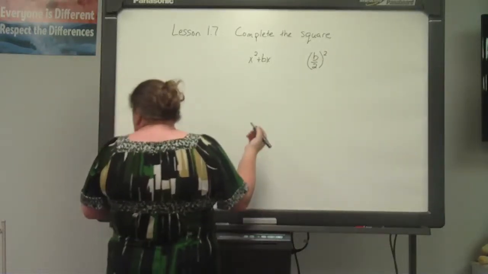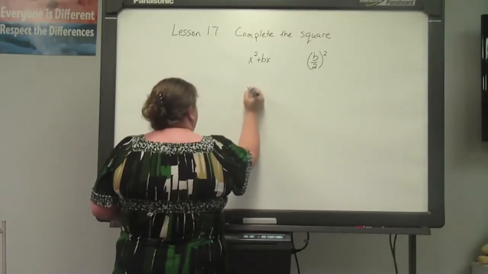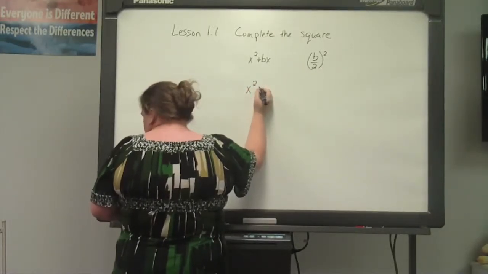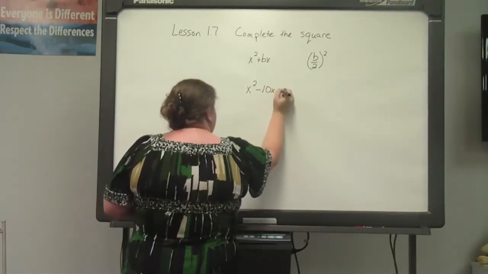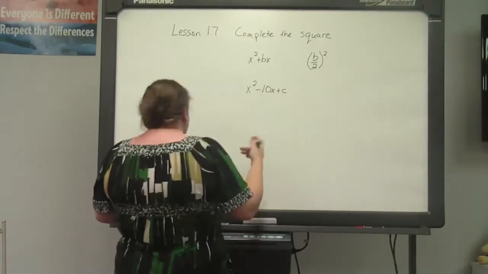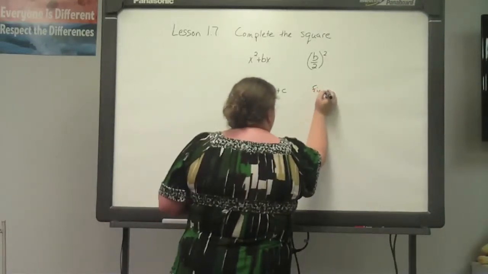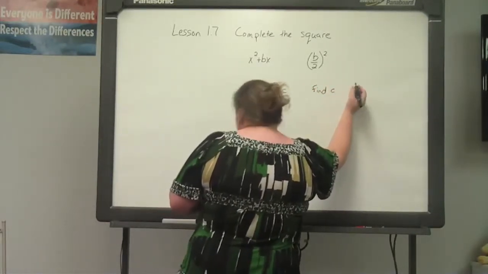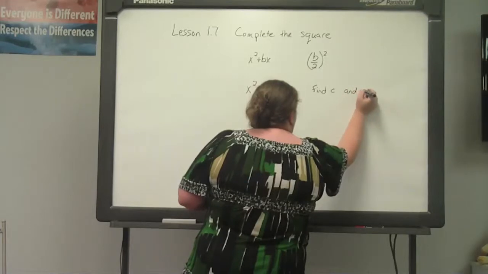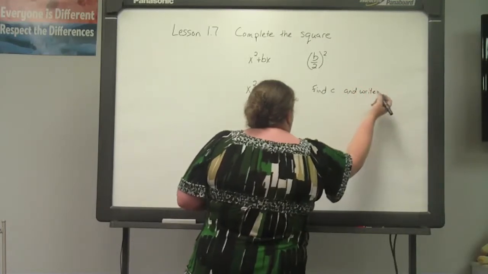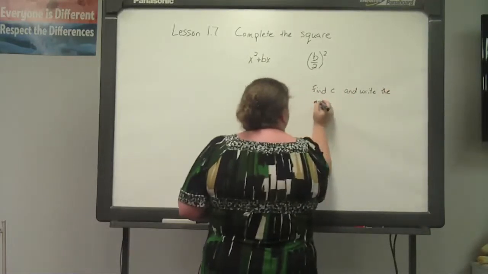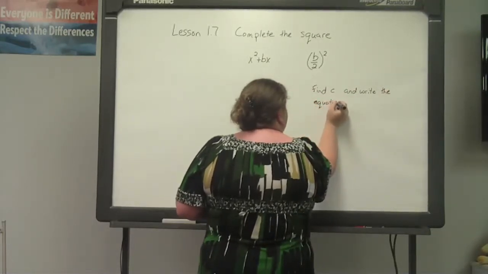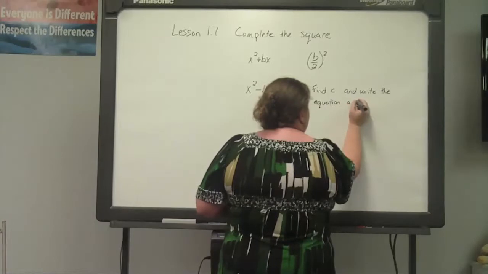We're going to say x squared minus 10x plus c. And they want us to find c and write the equation as a binomial.